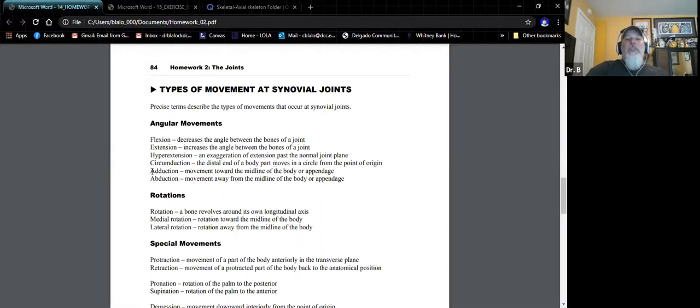Adduction, abduction. We'll do abduction first because when you abduct someone, you take them away. So abduction is movement of a body part away from the midline. Okay, so if I'm in anatomical position and I move my arm up like this, I'm moving it away from the midline. That would be abduction. When I move it back towards the midline, okay, I'm adding it back to my body. That would be adduction.